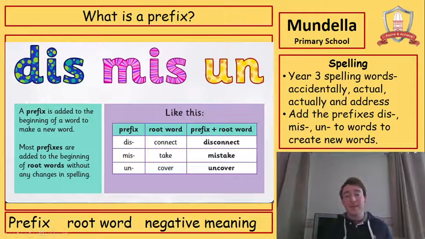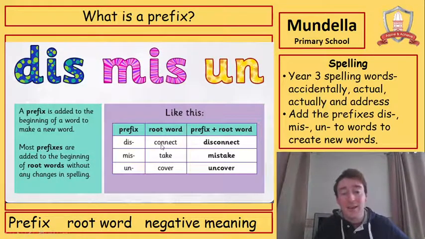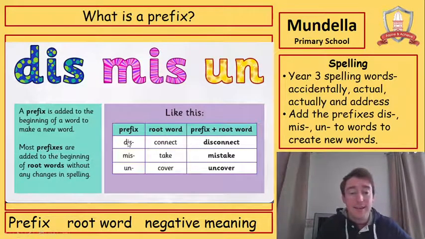But have you noticed something else about it? Yeah, that's right. It changes the meaning of connect. So if I put dis in front of connect, disconnect, it means that, for example, my charger at the moment could be connected in my laptop, but it's not, so it's disconnected. It means the opposite, doesn't it?